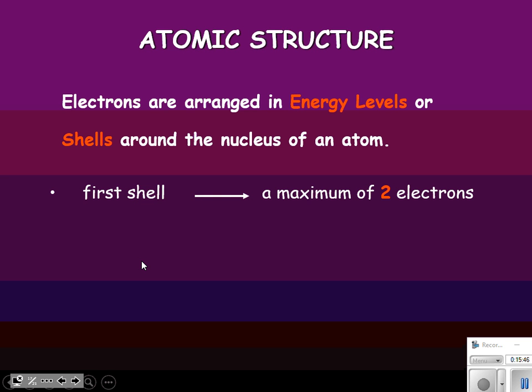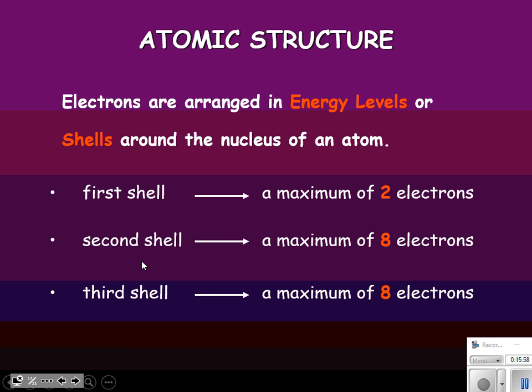The first energy level, the first electron shell, can hold 2 electrons. The second electron shell can hold 8. The third electron shell can also hold 8. And you will go on, and we'll understand these electron shells better when we talk about the electron configurations next week. Okay, we'll talk about electron configurations next week and start drawing those out. You will understand those better.